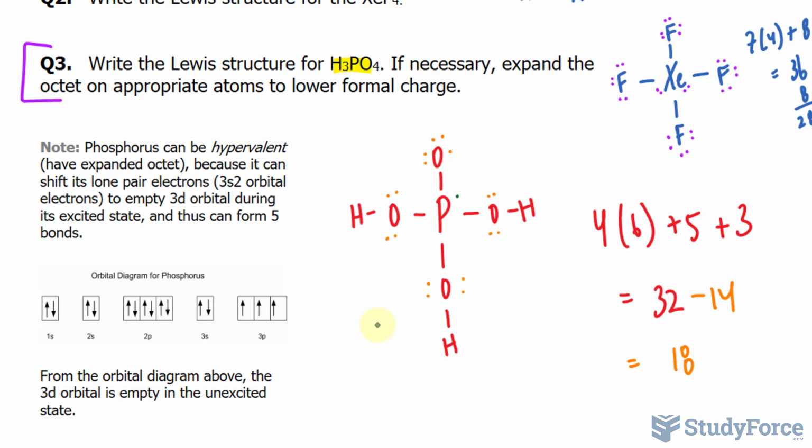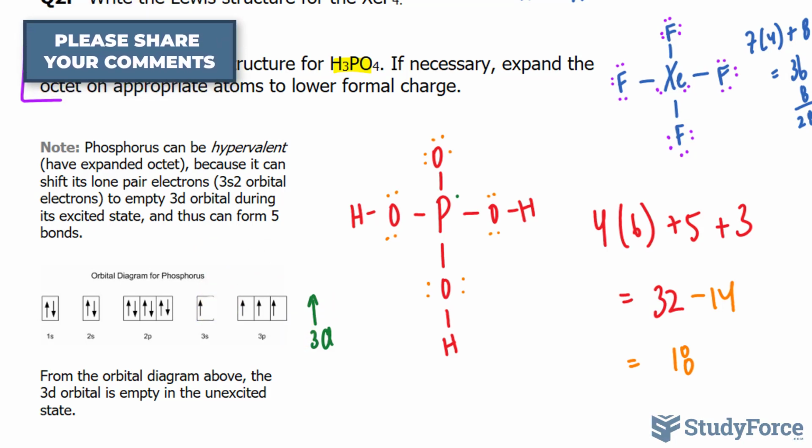Now phosphorus can be hypervalent. In other words, it can have an expanded octet. And this is because if you take a look at the orbital diagram for phosphorus, shown right here, it has 3 d orbitals, which are not shown here, that are unoccupied. And as a result, this electron can occupy one of those orbitals as opposed to being here. As a result, phosphorus can have up to 5 bonds.